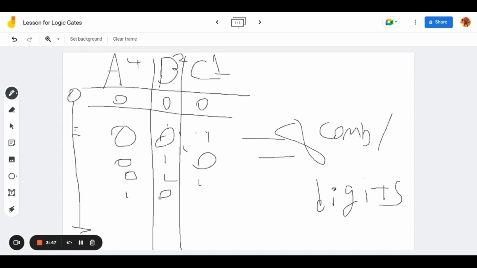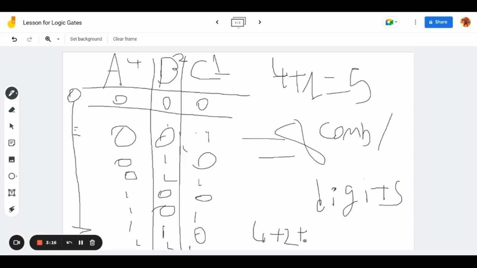Next number is 4, 1, 0, 0. Next number is 5, 1, 0, 1, as 1 here is 4 and 1 here is 1. 4 plus 1 equals 5. Then the next number is 6, 1, 1, 0, which means 4 plus 2 equals 6, and the last number is 1, 1, 1, as 4 plus 2 plus 1 equals 7. And that's how you do it, really. So the main part of the truth table, which is this part right here, is finished.